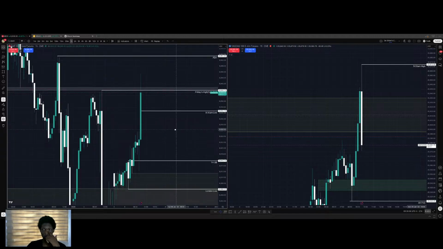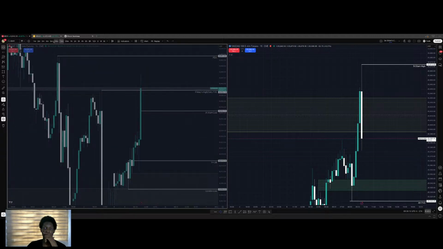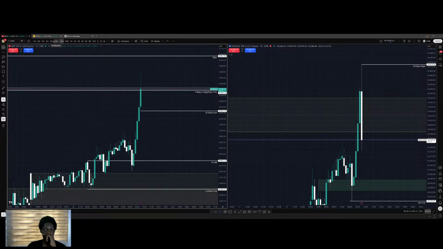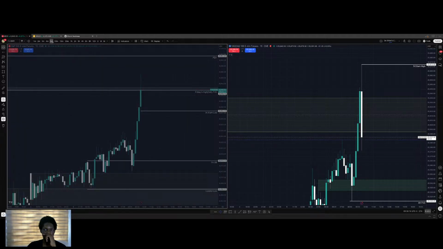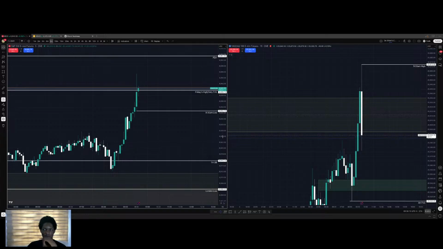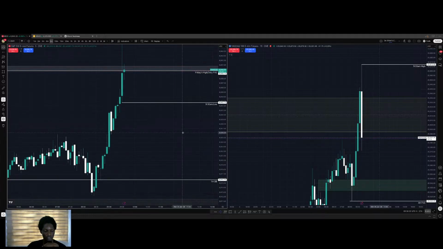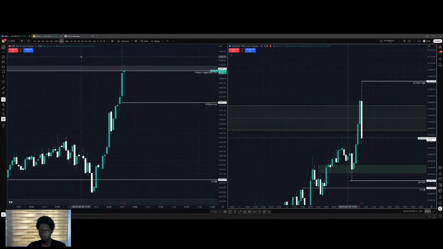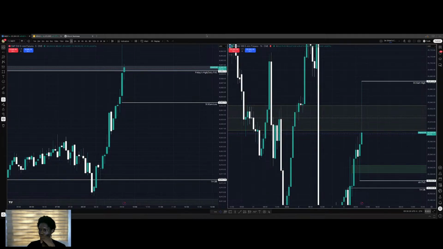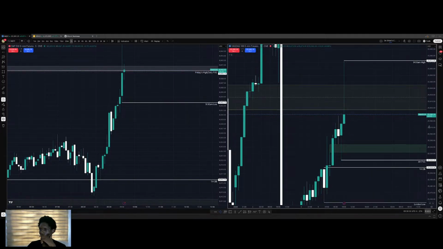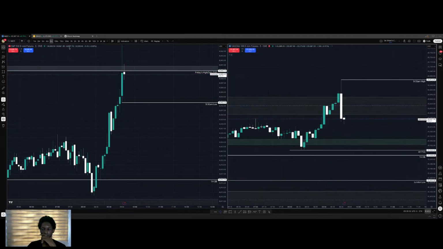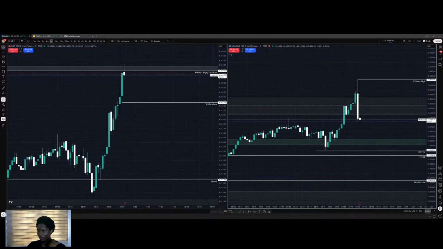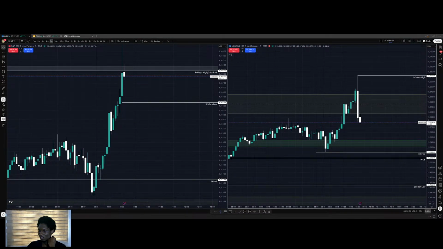Okay. So we're taking Friday's high. So we got that SMT. I'm going to wait for a 5 minute inversion for now, short. Okay. YM is weaker. We already have that 5 minute inversion.